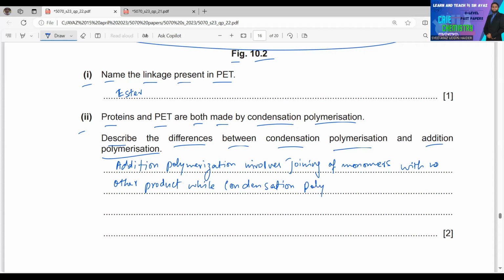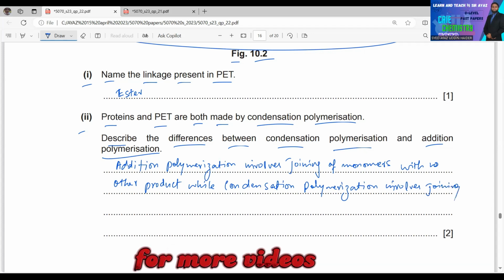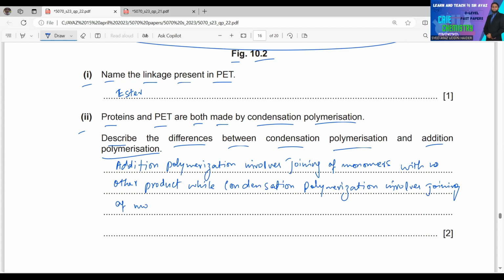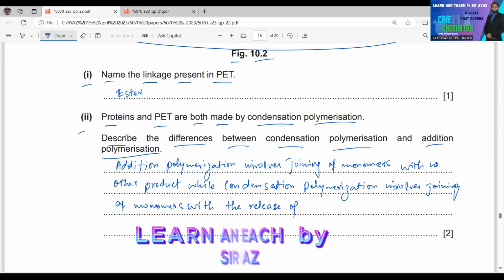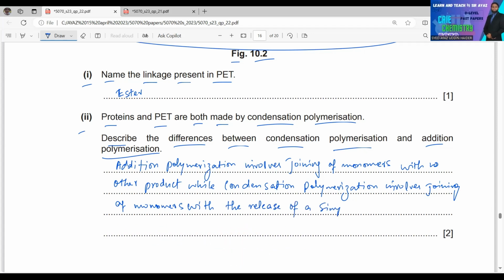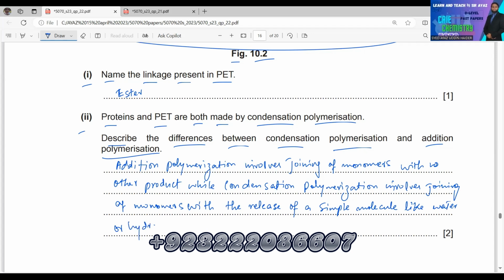Condensation polymerization involves joining of monomers with the release of a simple molecule like water or hydrogen chloride.